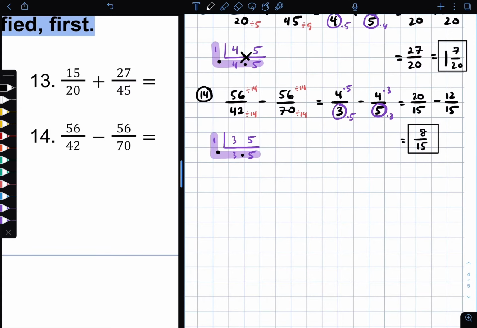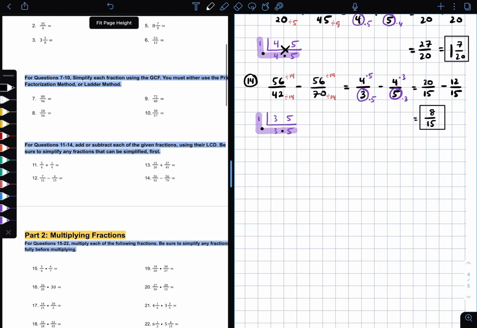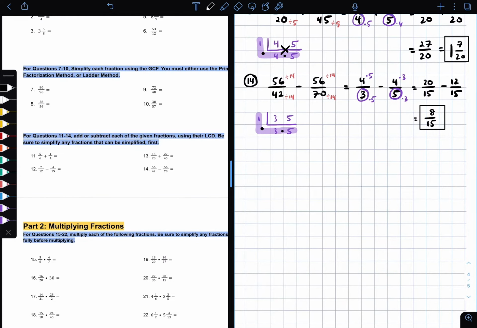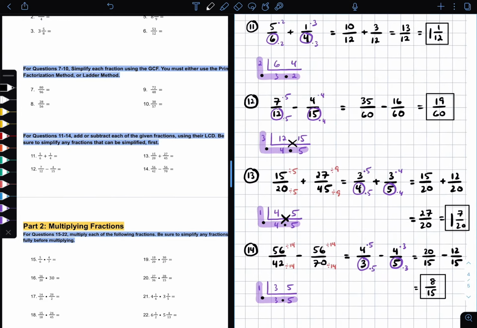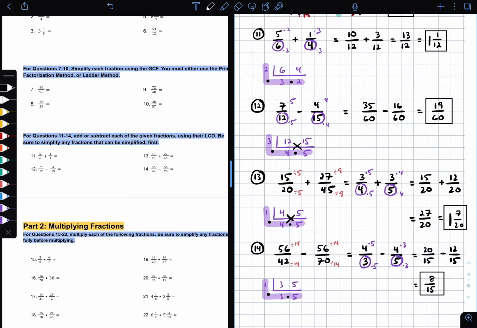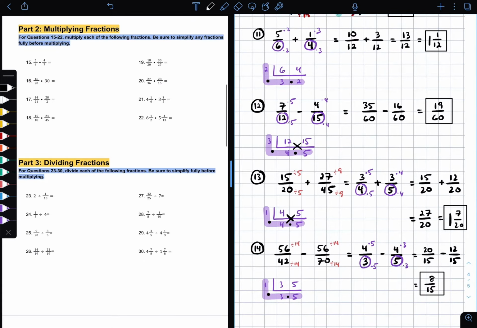Cool. All right, so adding and subtracting is always a little bit more annoying, so hopefully only 4 of them wasn't too bad. Again, you do need to get common denominators each time. If you can simplify the fractions first, I really highly recommend doing so to save yourself some trouble in the long run. Okay.